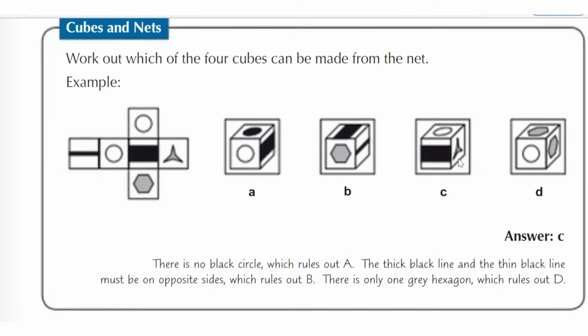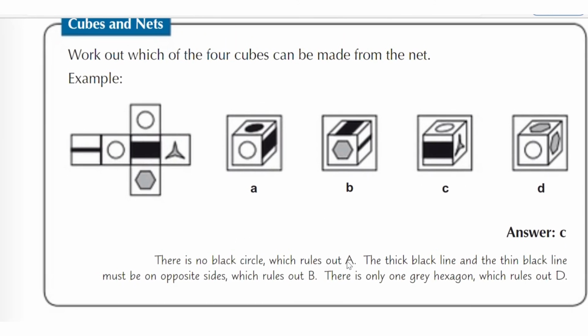Let's go. So it says there is no black circle, which rules out A. Yep. The thick black line and the thin black line must be on the opposite sides, which rules out B. Yep. And this, only one gray hexagon, which rules out D.